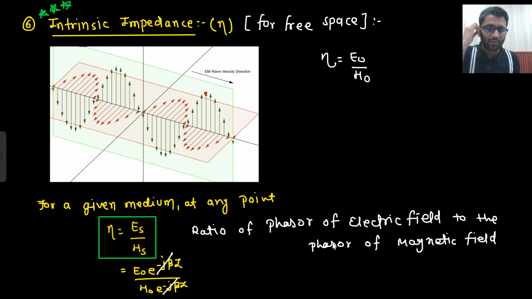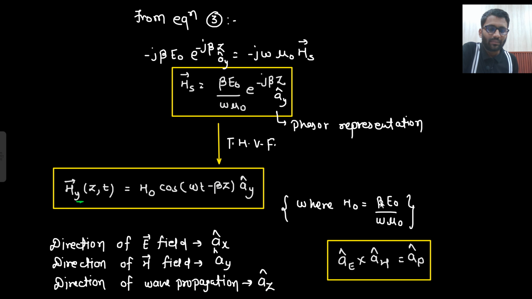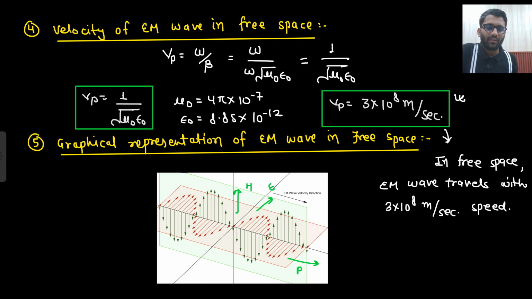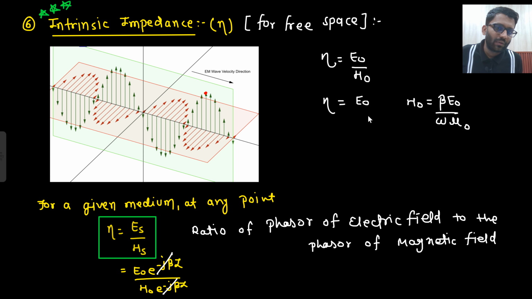So what you are getting? Neta equals E naught by H naught. Do you remember what your H naught was? H naught was beta E naught divided by omega mu naught. That's why I told you do not remember it, because we will generate the expression of neta here. So our H naught was beta E naught divided by omega mu naught. No need to mug it up, again I am telling. So E naught divided by beta E naught, and omega mu naught will go upward.